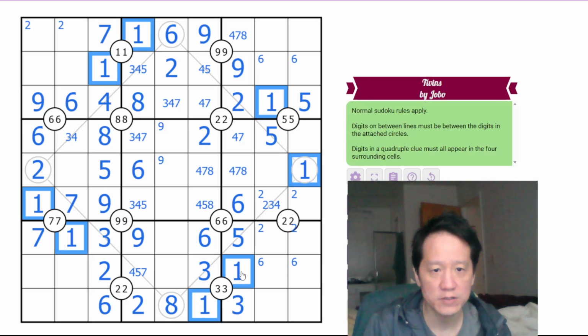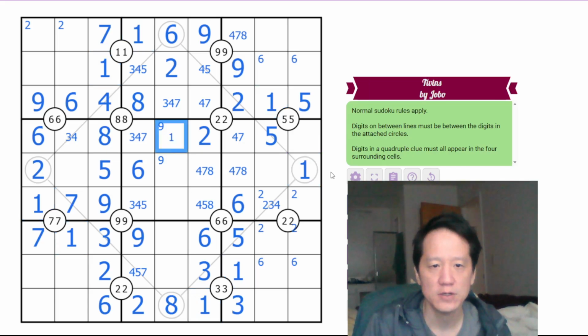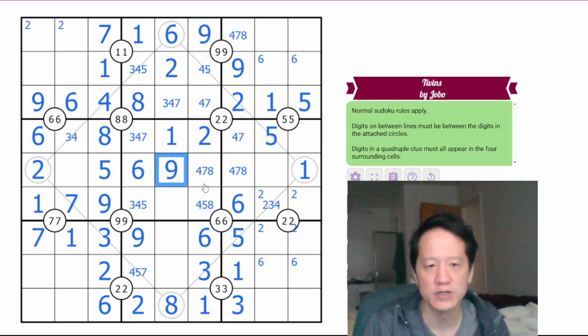Where are all the ones? Okay, there we go. We have 8 ones. We know where the last one has to be. It has to be here. So this is a 1, which means where's the 9? It has to be here, because there's no other place for it in the central box.